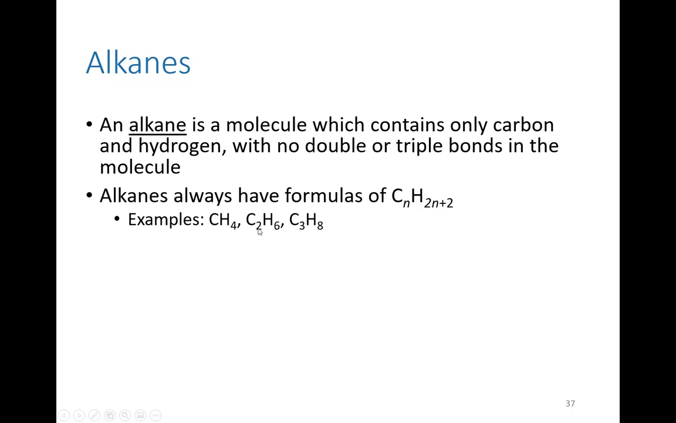C2H6, that's because if you double 2, you get 4, add 2 to that, and you get 6. 3 times 2 is 6, plus 2 is 8. What if we had C20? Well, 20 times 2 would be 40. Add 2 to that and you would get 42. So the formula for C20 would be C20H42.